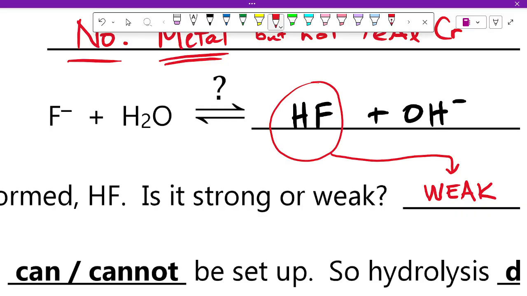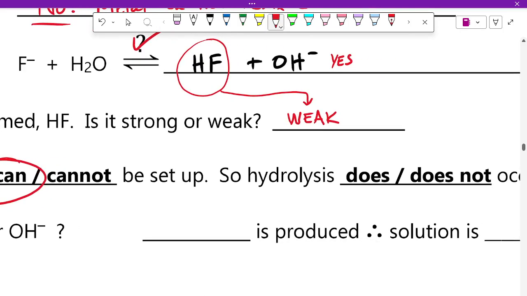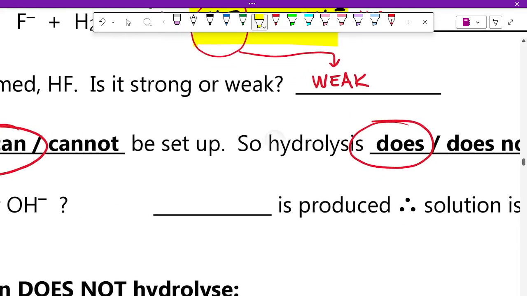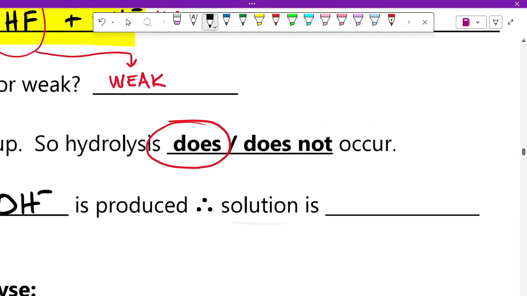So do we get this reaction? Yes. So this equilibrium can be set up. So hydrolysis does occur. What did we produce that makes it acidic or basic? Take a look at your two products. Which one of them makes it acidic or basic? The OH- is what's important, and the OH- makes it basic. So we made OH-, and therefore the solution is basic.